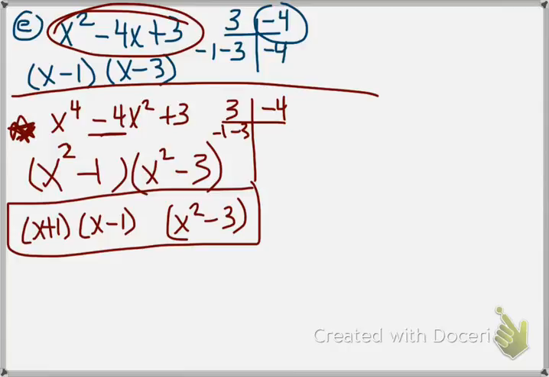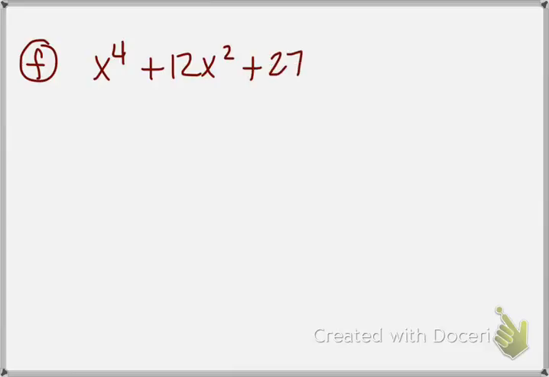We're simplifying. We're trying to factor everything out as much as we can. So this would be f. We have x to the fourth plus 12x squared plus 27.